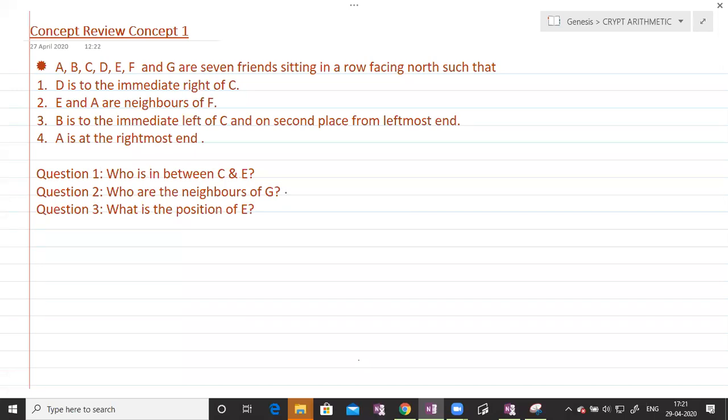First find out the independent clue. Then find out the interconnecting statement.